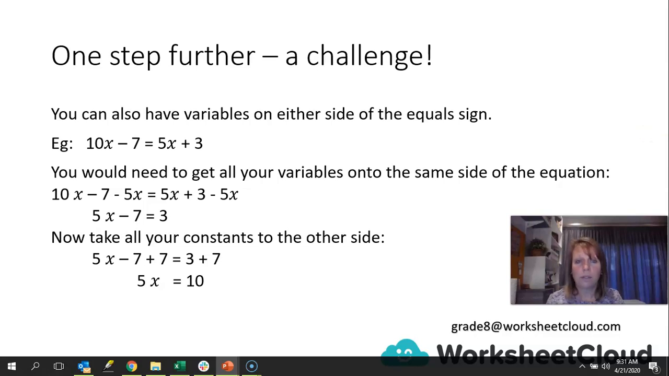We're not yet finished. We need to have x on its own. So how do we get x on its own? We're going to divide by 5 here, which means we have to divide by 5 on that side, just like that. So we're going to end up with x on its own, and x is equal to 2.